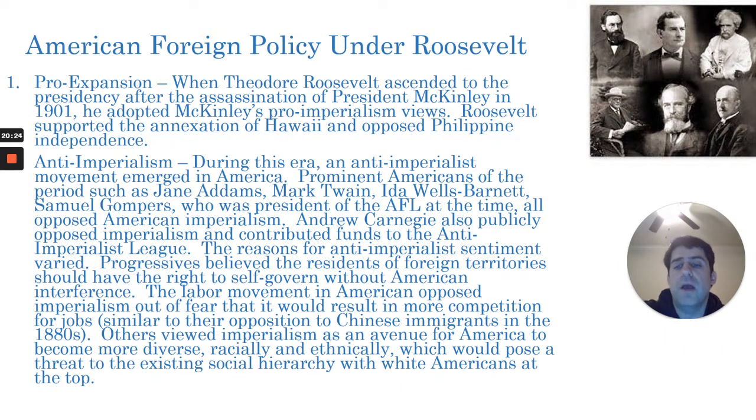Other anti-imperialists viewed imperialism as an avenue for America to become more diverse racially and ethnically, which would pose a threat to the existing social hierarchy with white Americans at the top. So in other words, I think we've pretty well established up to this point in this semester that there was a clear political and social hierarchy in America during the second half of the 19th century and the early part of the 20th century, in which white Americans, and particularly white American men, were at the top of the social hierarchy.